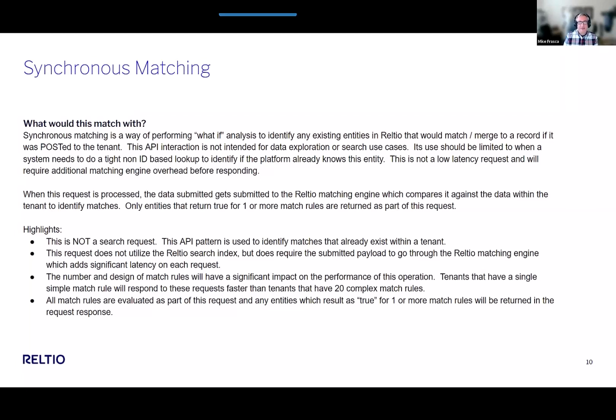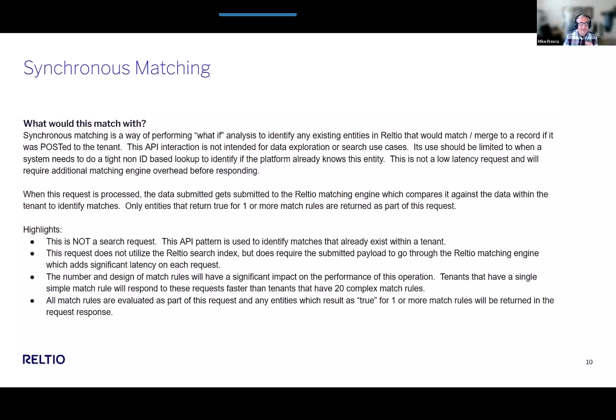This is really a what if API. If I loaded this, what would the match rules do? What would you associate with? Would you make this a potential match? Would you automatically merge it with something that already exists? So it's not really an exploratory thing like search. It's very, very targeted. And so it should be limited to when systems need to do really tight non-ID based lookups to identify if the platform knows an entity.